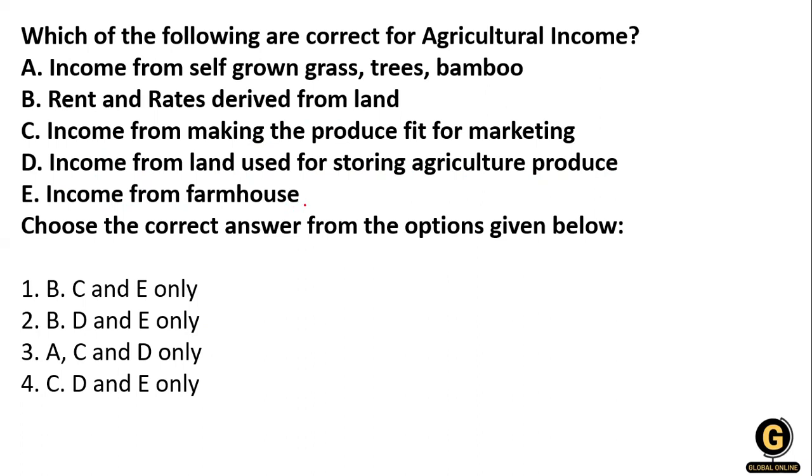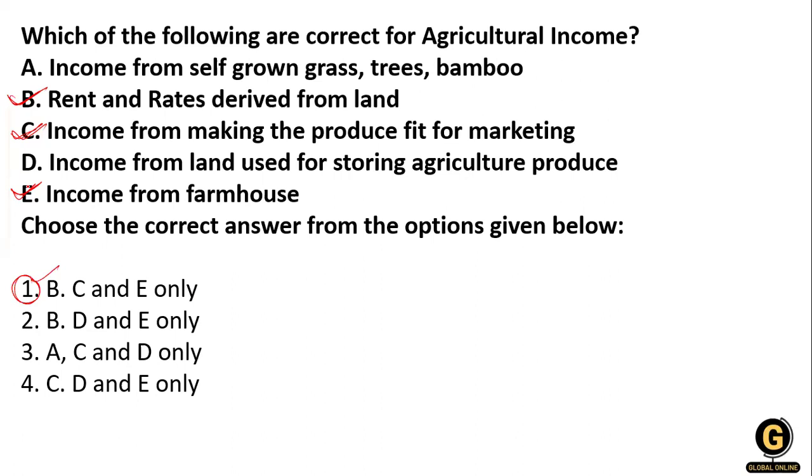First of all, I'm giving you the answer, and after that I will give you the explanation. The right answer is B, C, and E. Then why, ma'am? So what, sir? First of all, understand agriculture income.